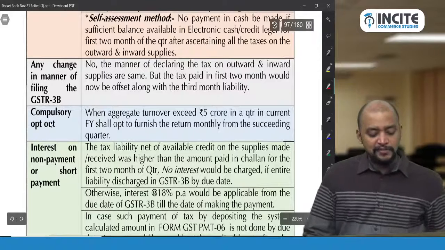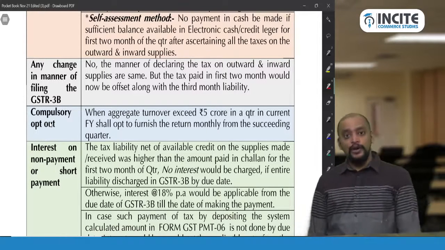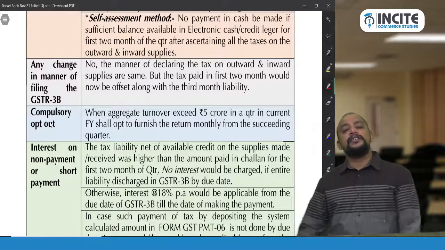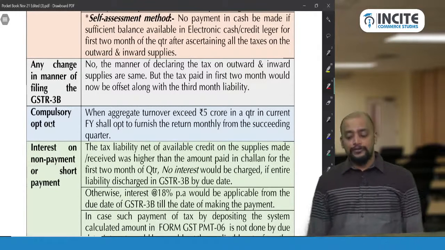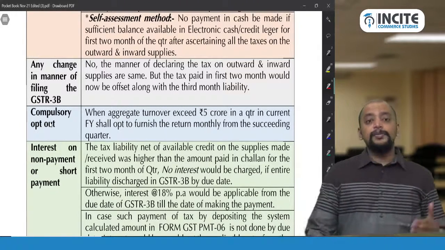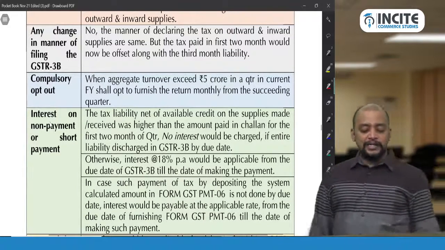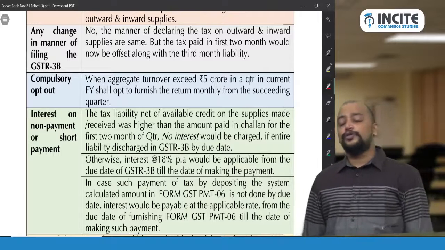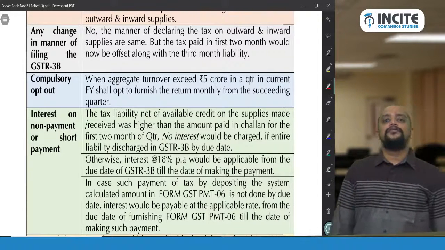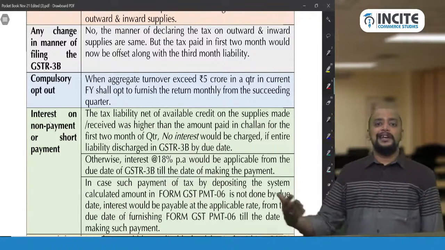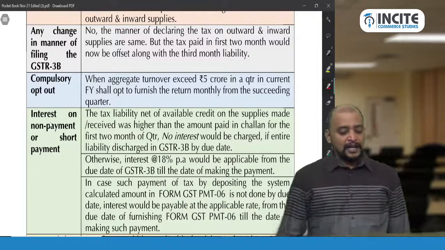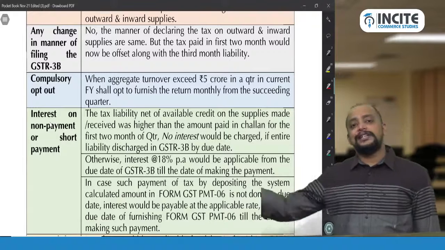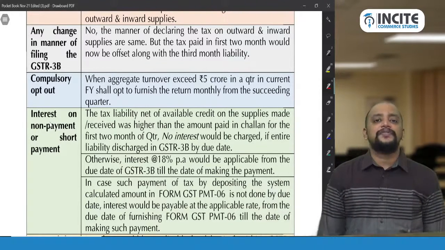Then, any change in the manner of filing GSTR 3B? No, there is no change in the manner. How you file normal 3B, you will file quarterly 3B in the same way. Compulsory opt out: suppose in any quarter in the current year, if it is more than 5 crores, automatically you will come out of the QRMP scheme for the next quarters. And even next year you will not be eligible, because for the next year, the previous year's turnover is seen, and it exceeds 5 crores now.